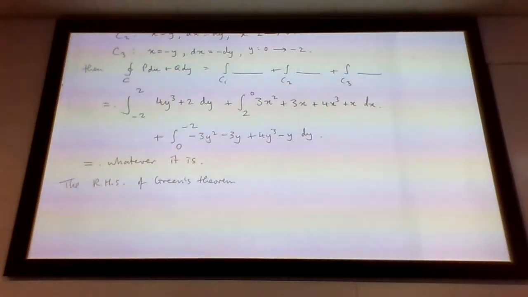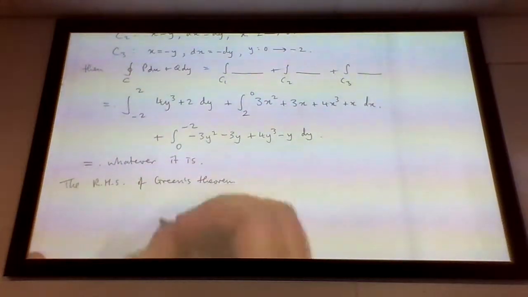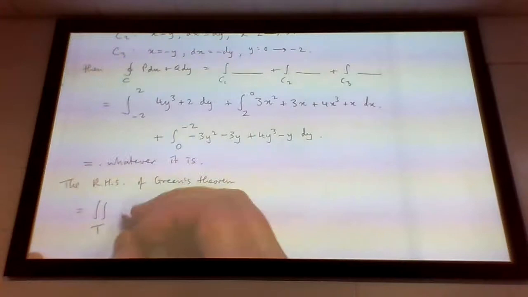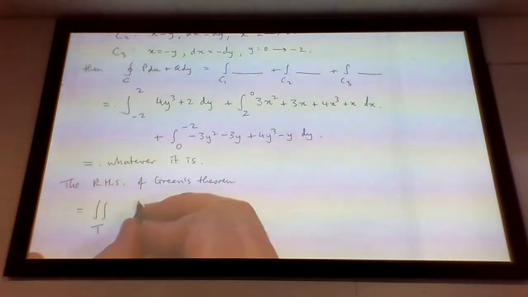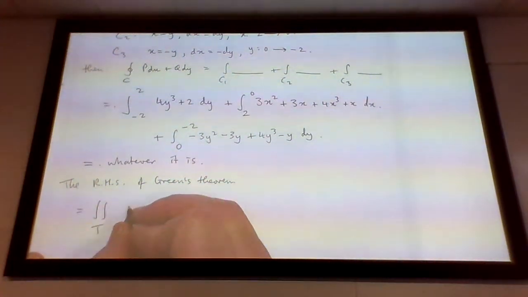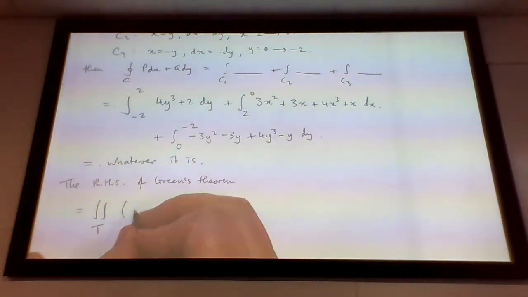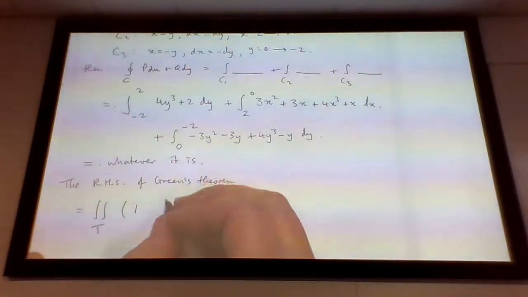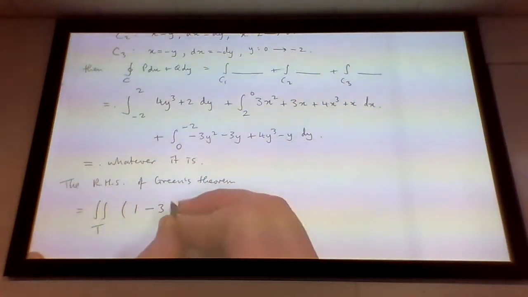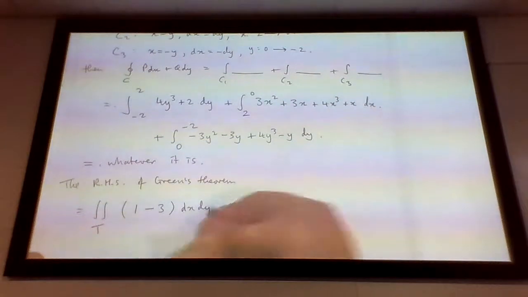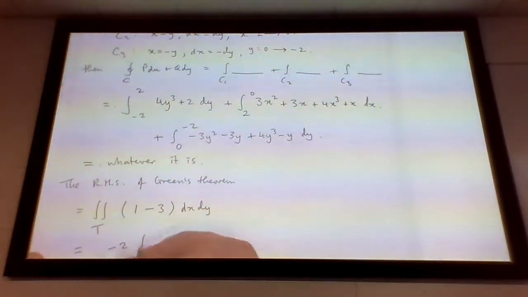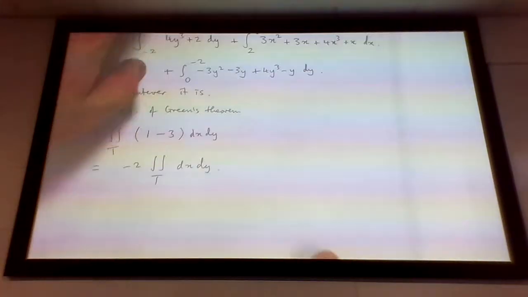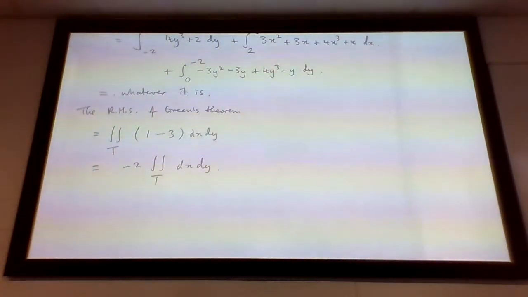Fitting. Okay, the right-hand side of Green's theorem is the double integral over this triangle of dQ/dx minus dP/dy. dQ/dx is just 1, minus dP/dy is minus 3, dx dy. So it's really just minus 2 times the integral of the area element over the triangle.